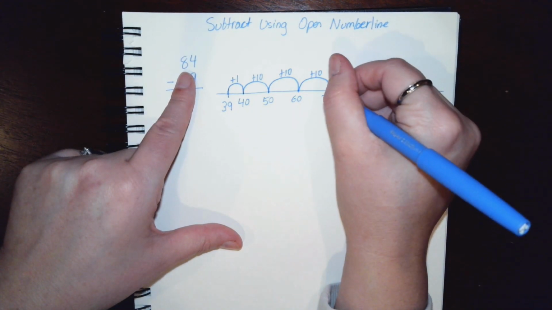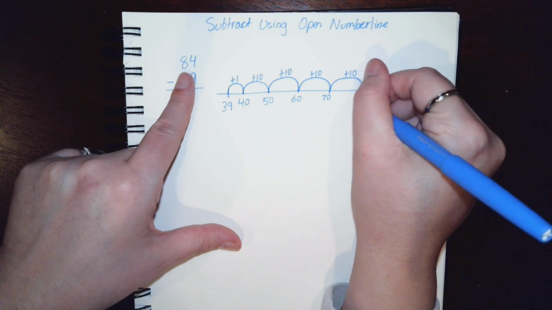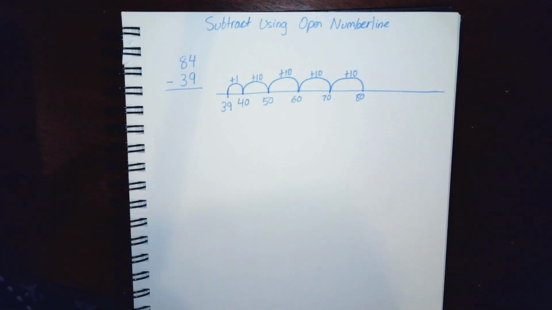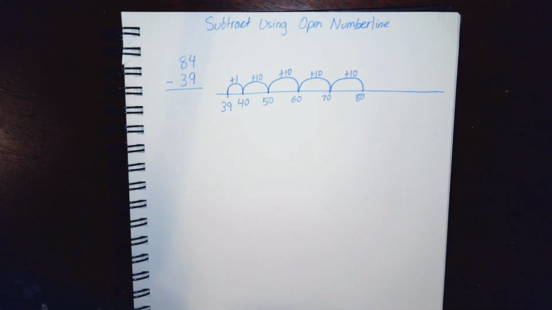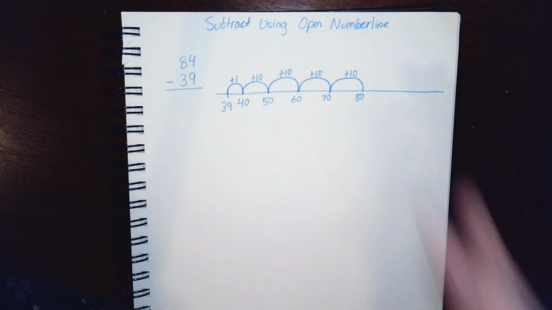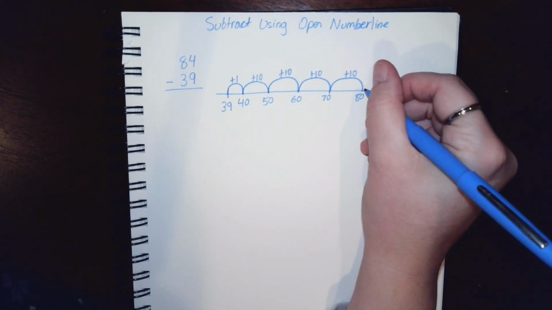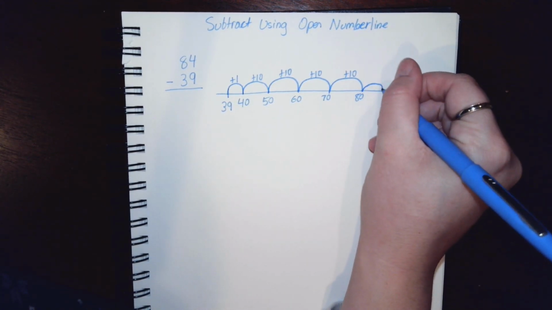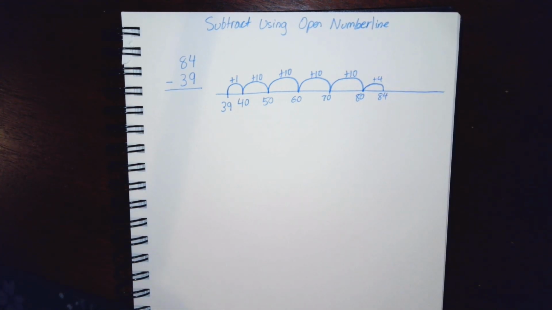I can do another one. So I'm going to do another +10, and that gets me to 80. Okay. If I'm at 80, can I do any more +10s? If you said no, then you are correct. Now I'm at 80, and I need to get to 84. Some people might hop by ones. That is perfectly fine. Some people might say, oh, well, I know I just need to do a +4, and I will get to 84. That is perfectly fine too.